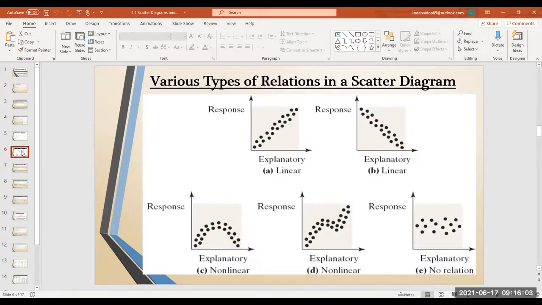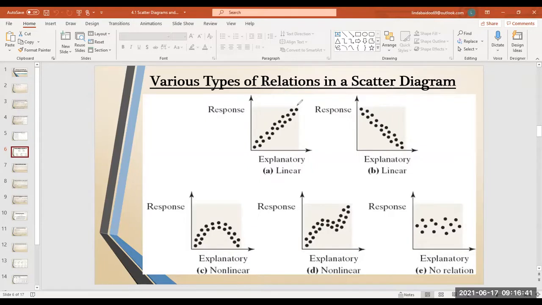After drawing your scatter diagram, we look at relations in a scatter diagram. We have types of relations. Depending on the data that we're given, you can get a scatter diagram which looks like this. You can see that they are all moving in the same direction. Even though the one we did was all scattered around, these are moving in the same direction. It's possible to draw a straight line through most of these points.